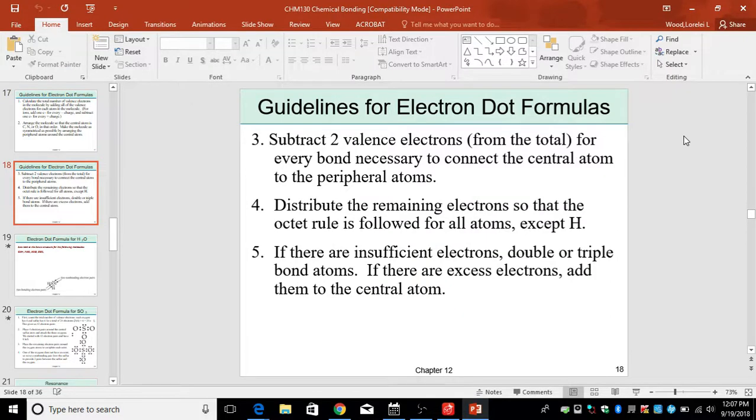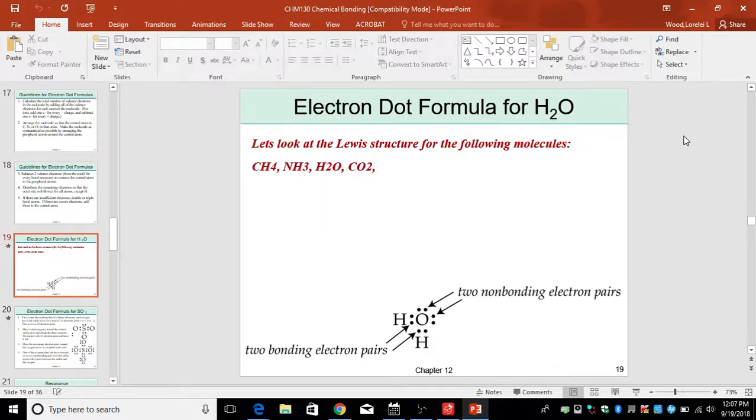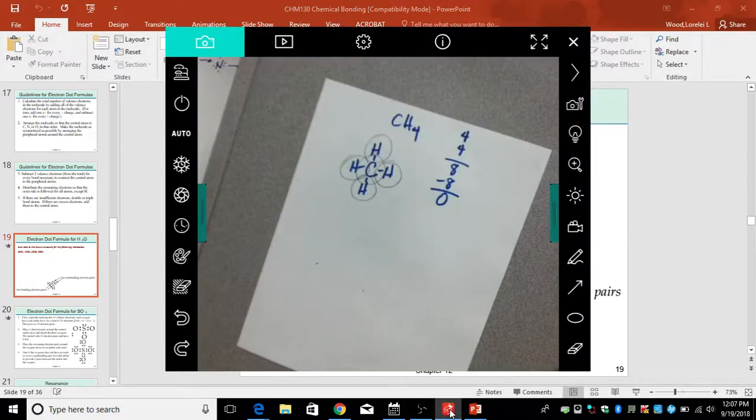All right, so we already did rule number 3, which is we're subtracting 2 valence electrons from the total for every bond, and then you distribute the remaining electrons so that the octet rule is followed except for hydrogen. Rule number 5 is a caveat that we'll come to when we need it. Let's do some more of these. Let's do NH3. We'll do a little structure for NH3. All right. NH3. Does anybody know the common name for NH3?